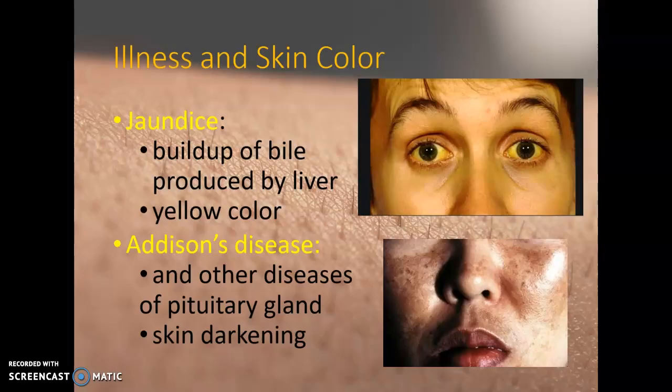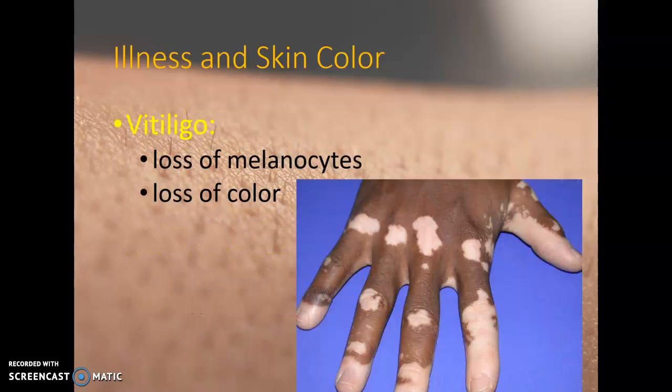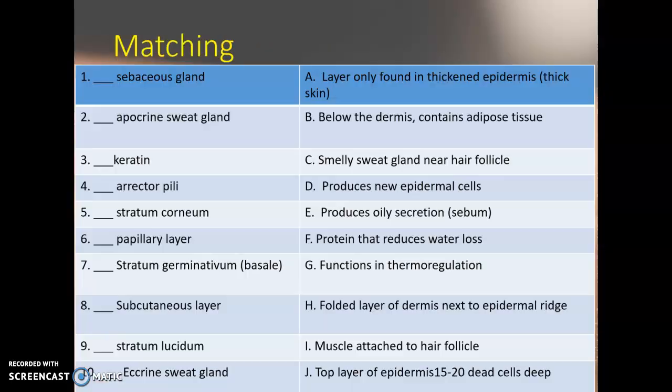You might also see things like jaundice, or in the case of Addison's disease, a darkening of the skin related to various conditions. Vitiligo, maybe you've heard of that before too. That's actually when people are losing color, and that is due to a loss of melanocytes that causes that.